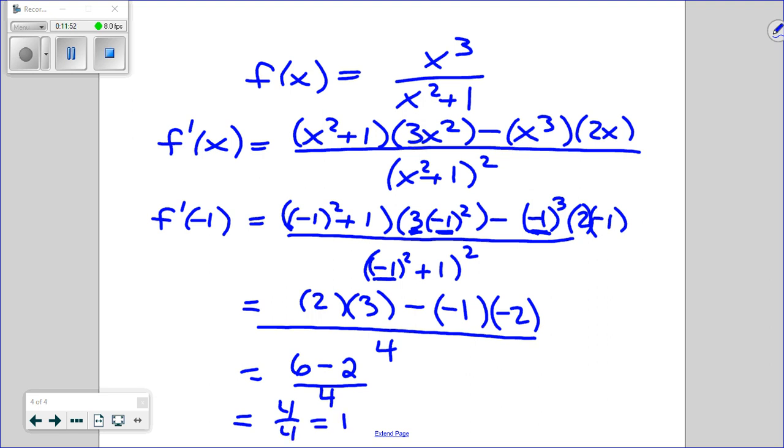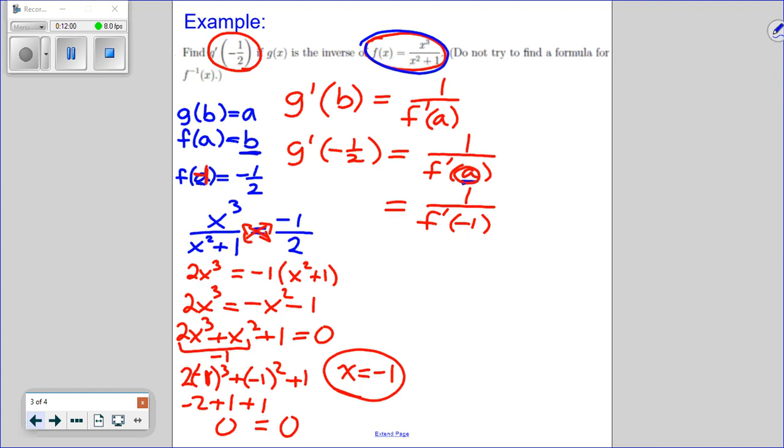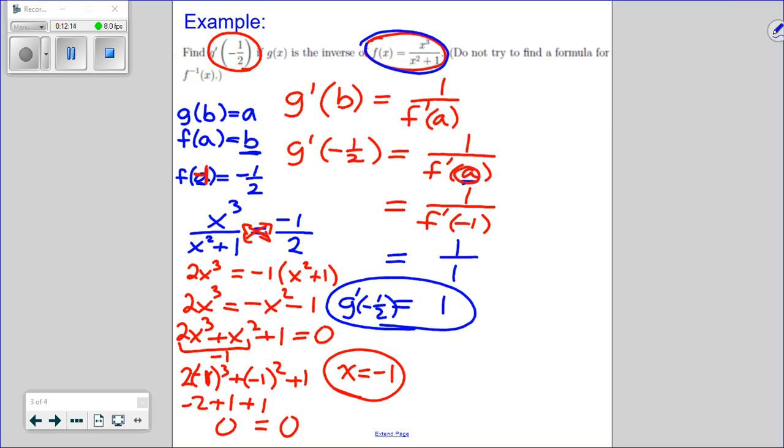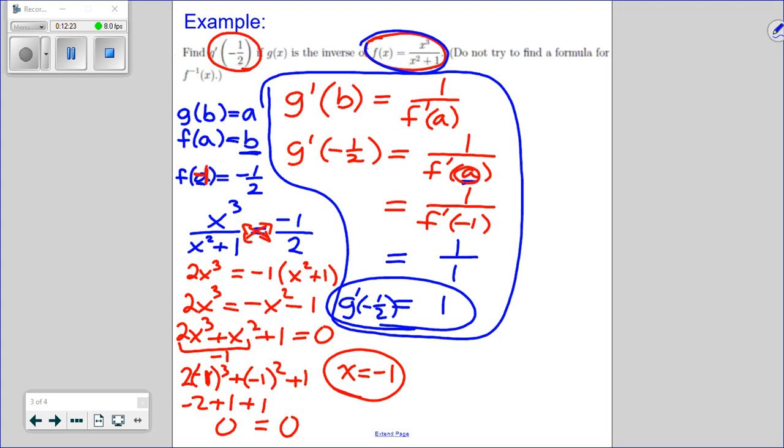Okay, so we just figured out that f prime of -1 equals 1. Okay, so we're going to go back to our original rule, and this is going to become 1 over 1, which equals 1. So g prime of -1/2 equals 1 in the end. So I know that seemed like a lot of work, and maybe my work is all over the place, but this was our main rule that we were using, okay? G prime of B equals 1 over f prime of A.